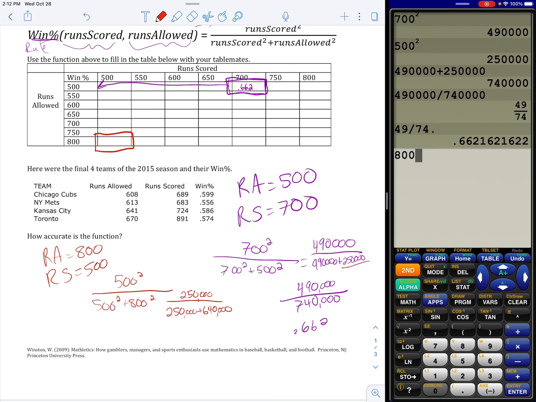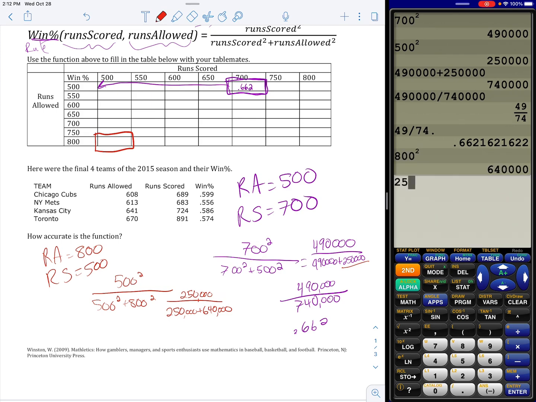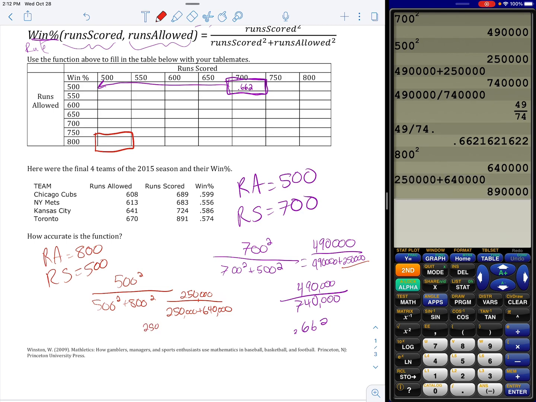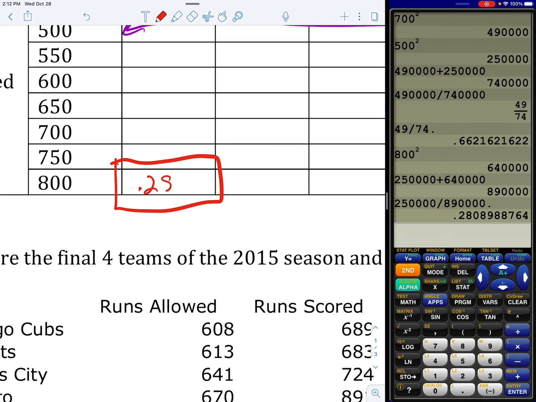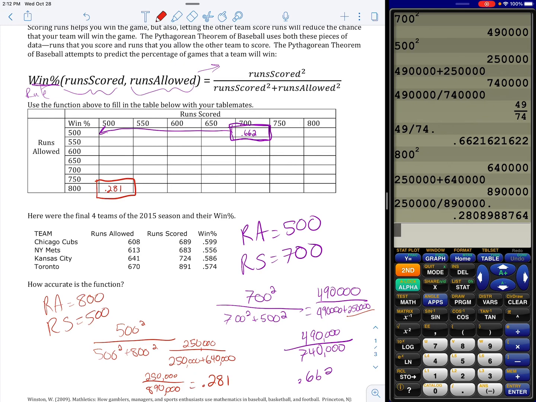Just going to verify that number, 800 squared. All right, now I'm going to do 250,000 plus 640,000. So I get 250,000 divided by 890,000. Doesn't look like we had a very good season. 250,000 divided by 890,000. I'm going to throw a decimal point in there because I want a decimal. I get 0.281. And you'll see as you start to fill this table in, there are some patterns that will help you speed it up.